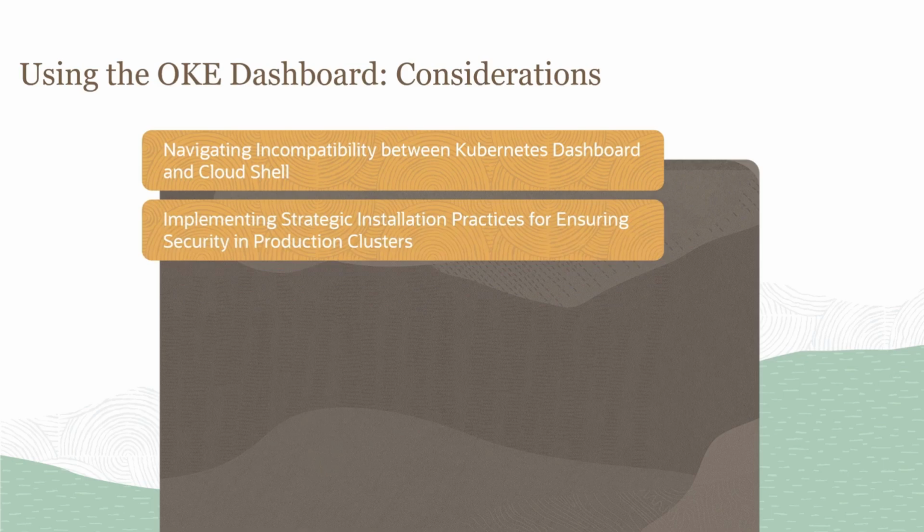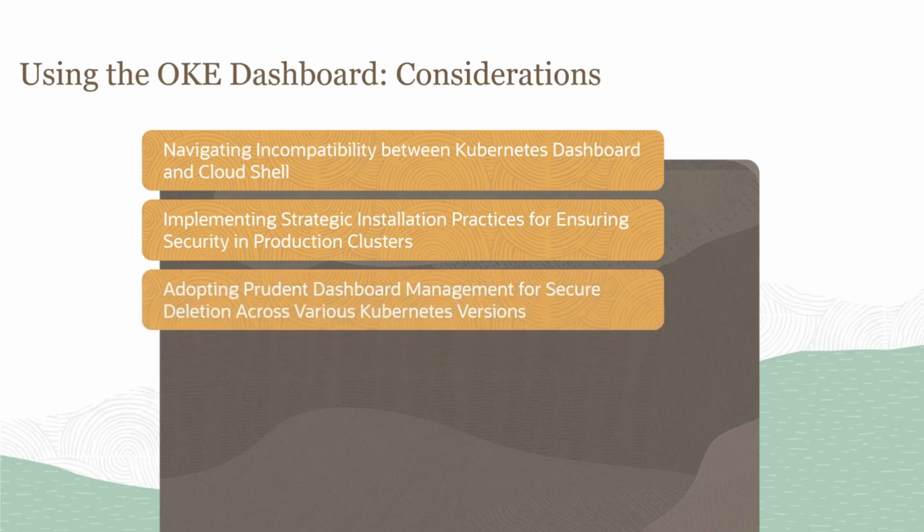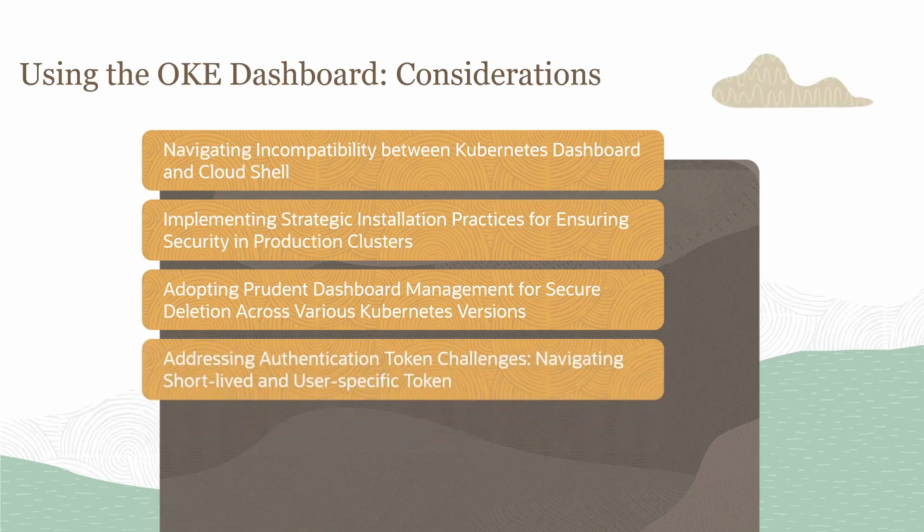Exercise caution when installing the Kubernetes dashboard in production clusters. Prioritize internal access to mitigate potential security risks. Safely remove the Kubernetes dashboard based on your cluster's Kubernetes version. Refer to documentation for version-specific deletion commands. Authentication tokens generated by OCI CLI are short-lived and user-specific. You must avoid sharing kubeconfig files and explore Kubernetes service accounts for broader access.